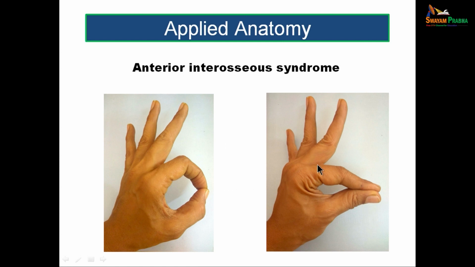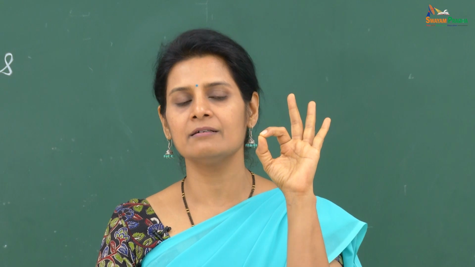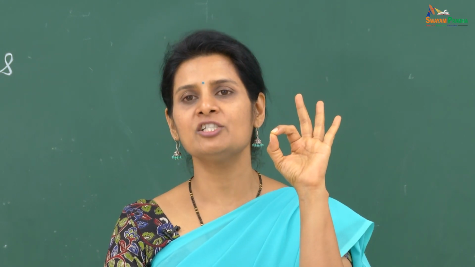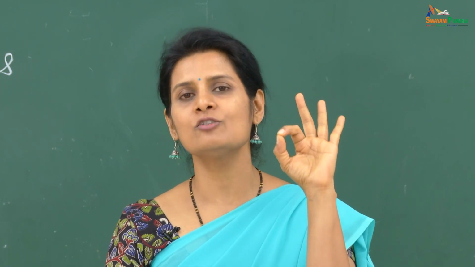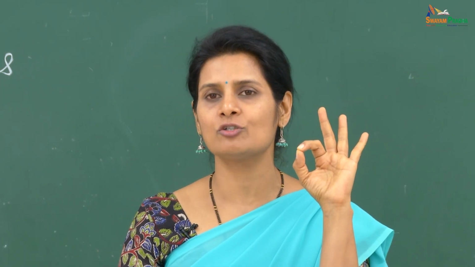Anterior interosseous syndrome: if the median nerve branch, the anterior interosseous nerve alone, is injured, then it results in anterior interosseous syndrome. You can test by doing this, that is the OK sign. When we say OK, we are holding the pulp of the thumb touching the pulp of the index finger. This is called the OK sign. This is not possible in case of anterior interosseous syndrome.